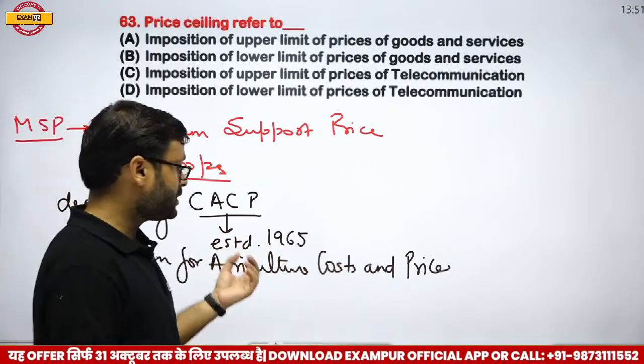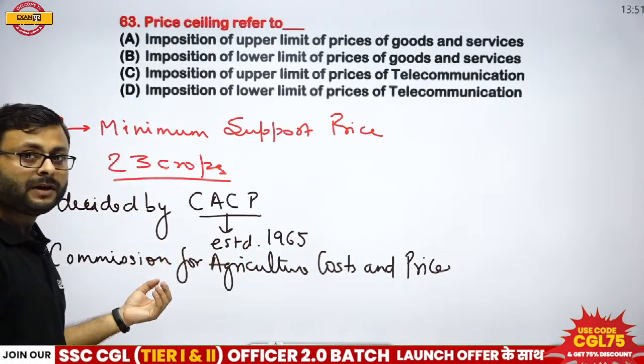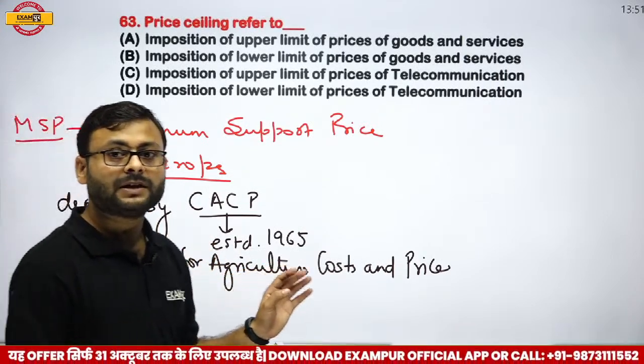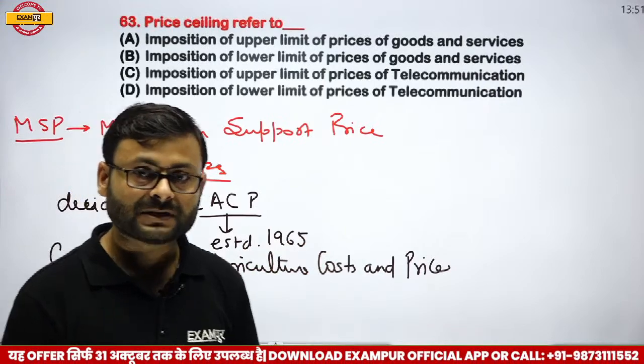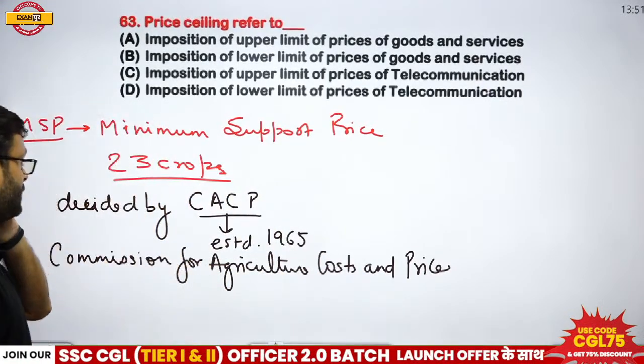Okay, the prices of the goods are recommended by the CACP, but the final decision is taken by the Cabinet Committee on Economic Affairs under the guidance of the Prime Minister of India. So you should remember that.